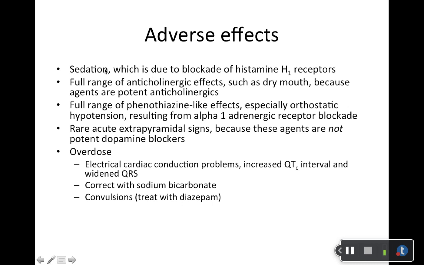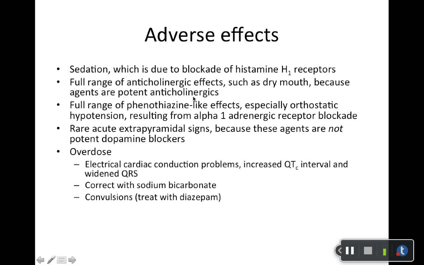But definitely if someone's not wanting to be sedated, and then too, it can be pretty profound in some people where they have trouble driving or they have trouble staying awake during the day, etc. And so it can interfere with their daily activities.